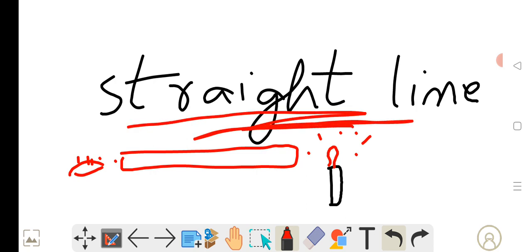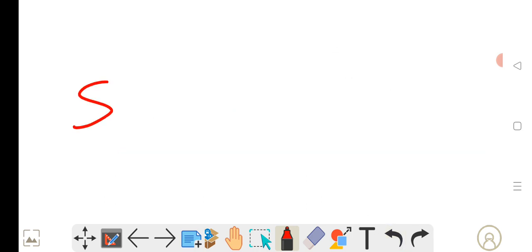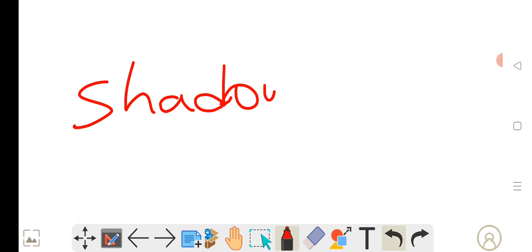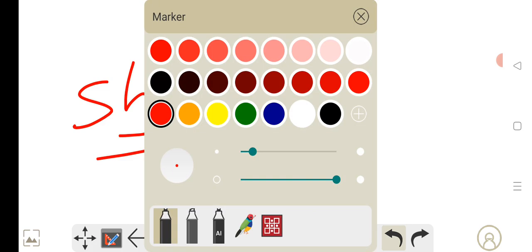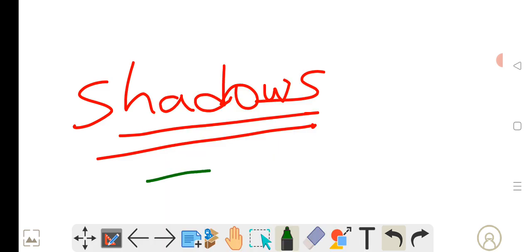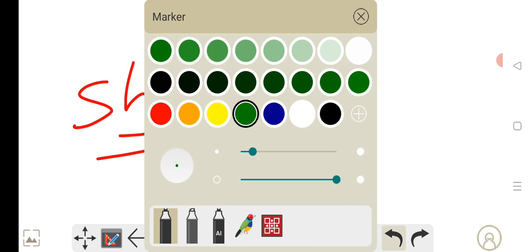The other two properties we are going to learn in class 10 are reflection and refraction. With this experiment we learn one more thing in light, which is the formation of shadows. We have learned transparent, translucent and opaque objects, isn't it? Now shadows. When light is traveling in a straight line, if you place any opaque object in the path of the light like this, then a shadow will be formed.